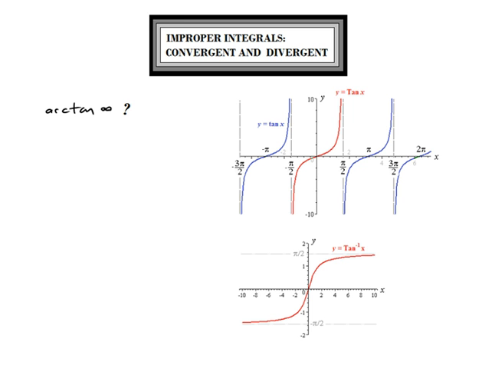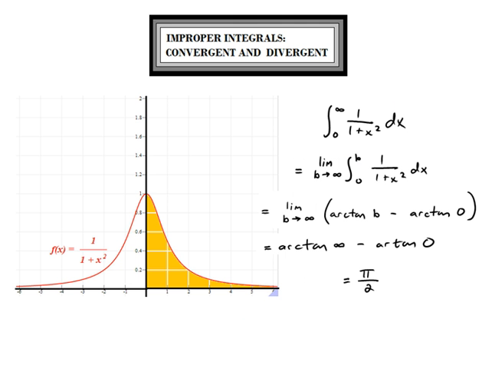Our range is only from negative pi over 2 to pi over 2, and the domain is all real numbers. If we take a look at this bottom graph, then we can see that as x tends towards infinity, the graph gets closer and closer to the horizontal asymptote at pi over 2. Therefore, arctan of infinity is just pi over 2. So let's go back to the problem with this little nugget of information. The final result then, the area under the graph of f of x is pi over 2.